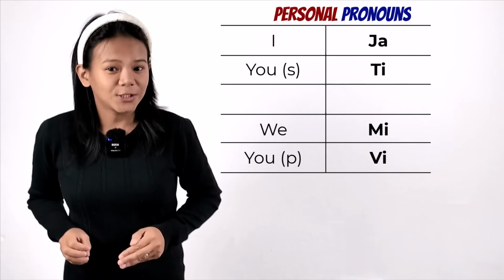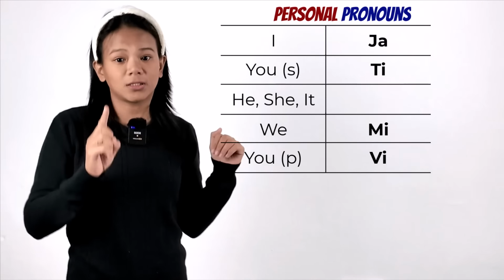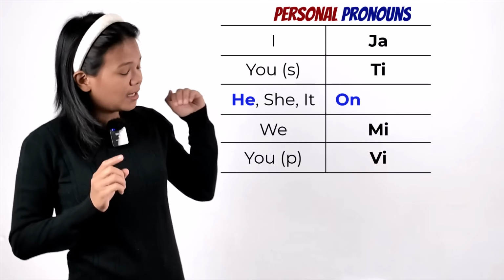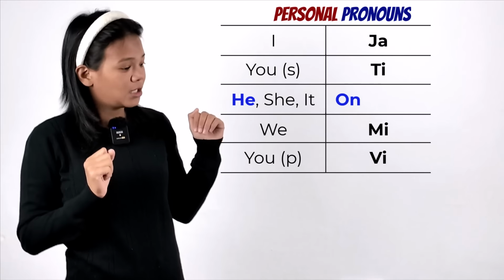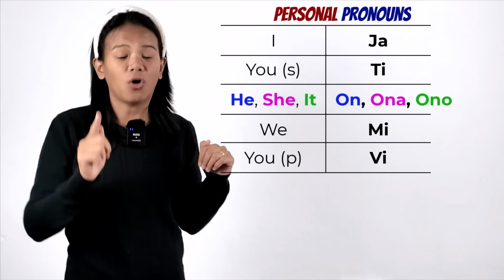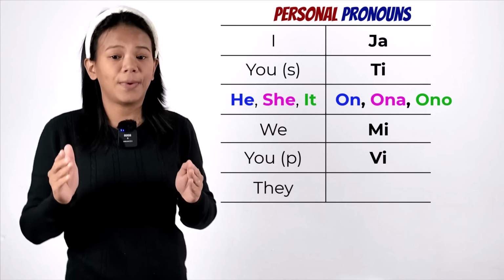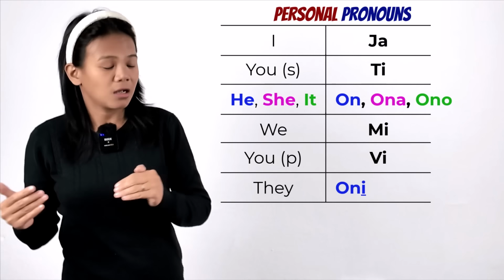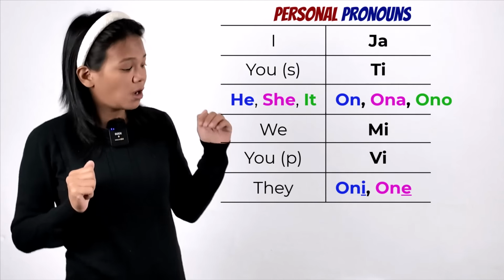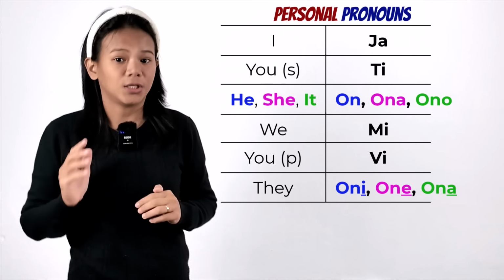The third person pronouns he, she, and it all start with on but have different endings. He is on, she is ona, it is ono. For they, Serbian changes the word based on gender. Oni is for all males or a mixed group. One is for all females. Ona is for all neuter.